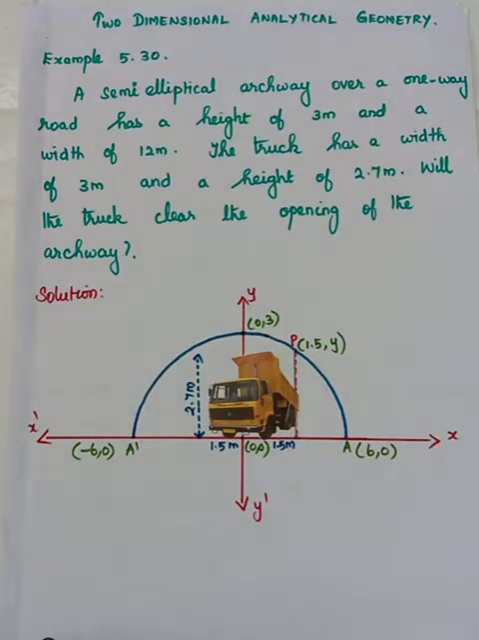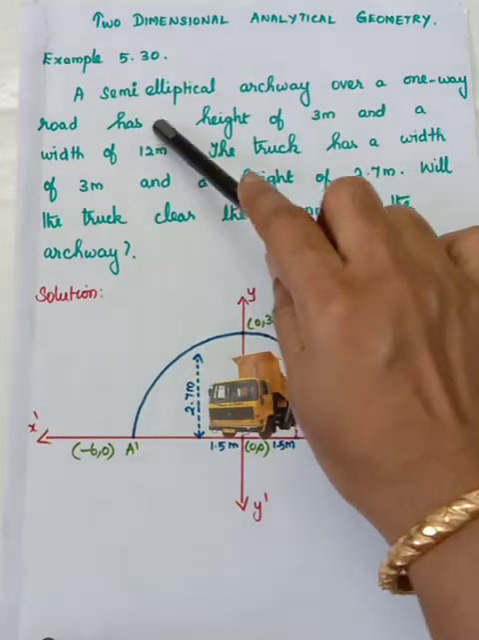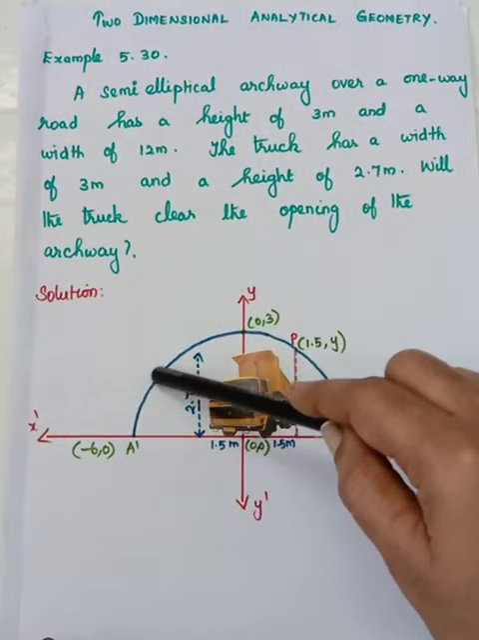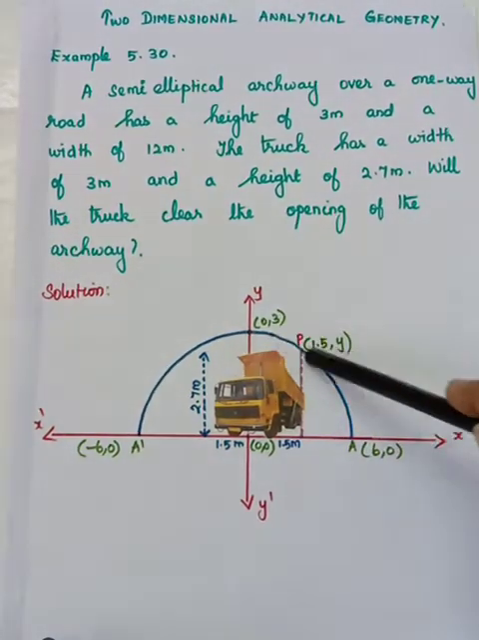Here in this problem, two results are given. One is about the semi-elliptical archway, another one is about the truck. You see that a semi-elliptical archway has a height of 3 meter. So this is the archway. It is in the form of a semi-ellipse.